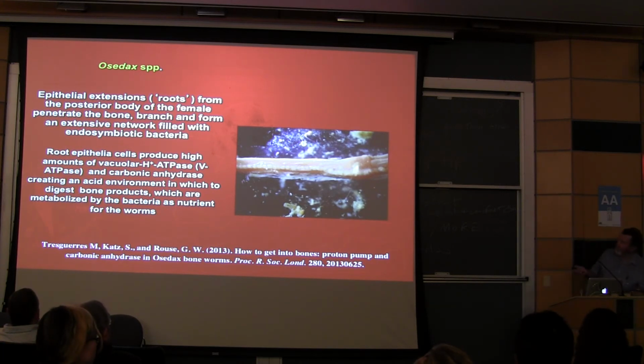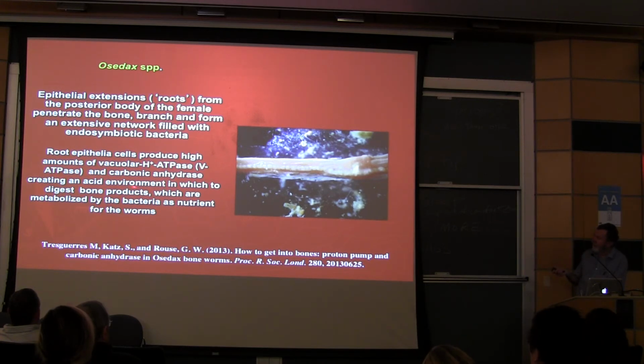These root epithelial cells produce very high amounts of V-ATPase and carbonic anhydrase, which create this incredibly acid environment in which the products of the bone are digested, particularly the protein and the lipid products of the bone. They're then metabolized by the bacteria and used by the female. So you have this formation of a particular enzyme system to create this acid environment, which is appropriate for digesting bone, and then you have the endosymbiotic relationship with the bacteria.